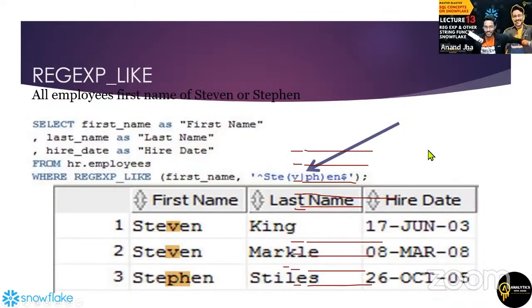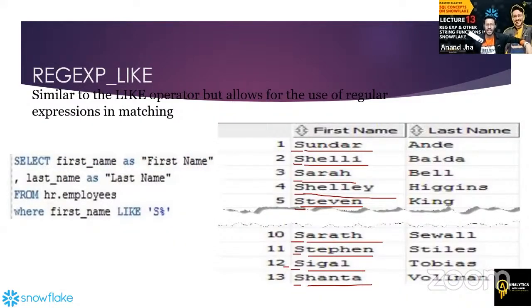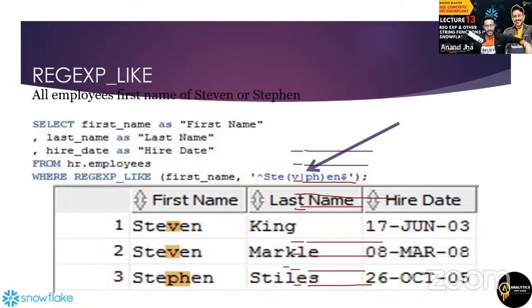I've already explained this. What I'm doing is REGEXP_LIKE. See the difference. What have I done here? I used S percentage, right? What I'm doing here is, I need all employees whose first name is Stephen or Steven. Now comes the use case: first name of Stephen or Steven.